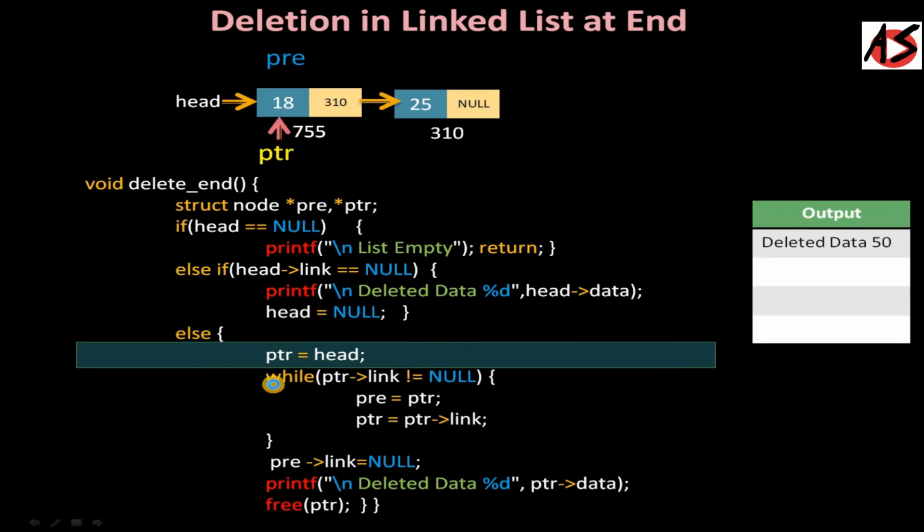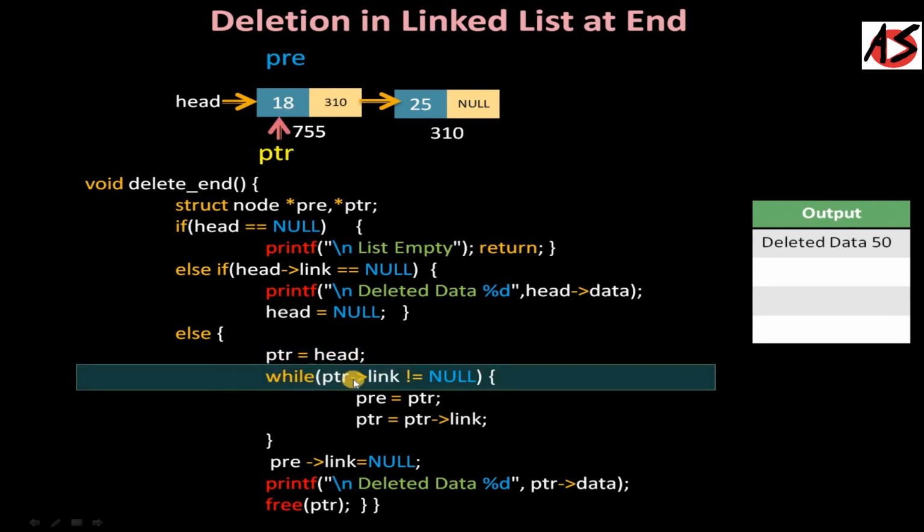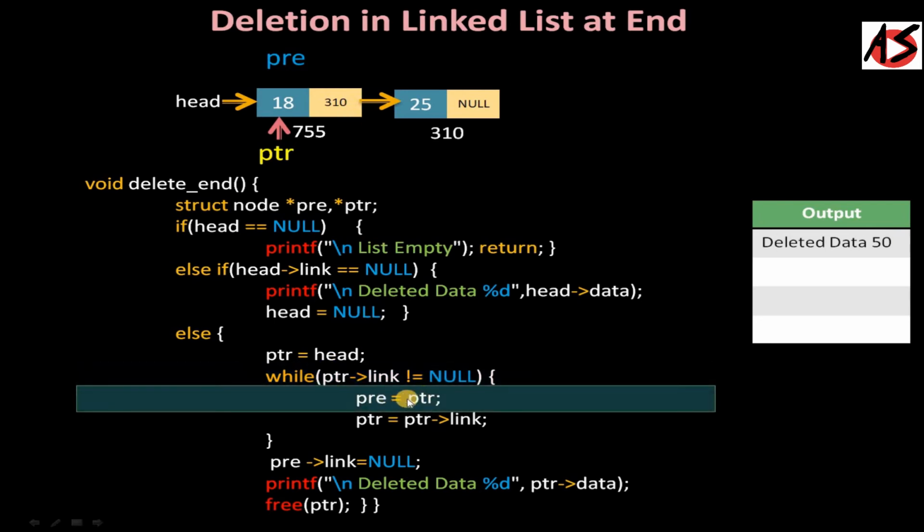Now we will check the while loop condition, that is pointer link not equal to null. So here we can see pointer and its link. Link is 310, that is not null. So the condition is true. So we are going inside the loop. So we have to set previous pointer equal to pointer. So pointer is here, so previous pointer is also set to the first node.